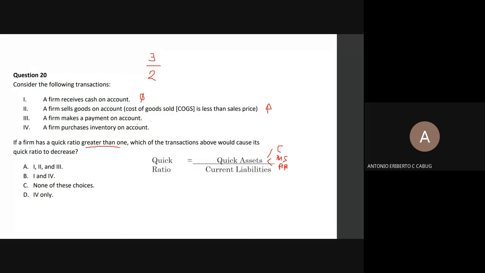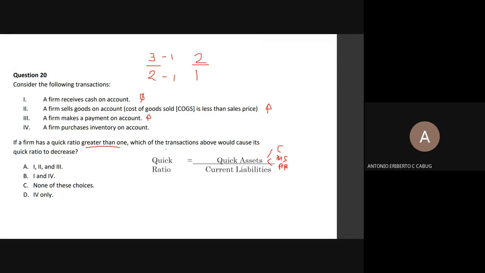Number three, a firm makes payment on account. Mawawalan ka ng cash. Sabihin na natin 3/2 yung quick ratio. Minus 1 peso cash. Nagbayad ka ng payable. Nawalan ka ng payable, nawalan ka ng cash. 3/2 becomes 2/1. The ratio will increase. So kung nagbayad ka ng piso na AP, mawalan ka ng cash, mawalan ka ng AP, yung 3/2 mo, magiging 2/1. This is an increase.